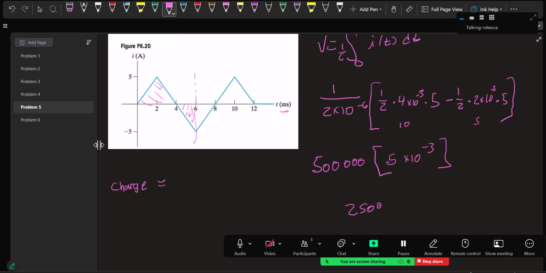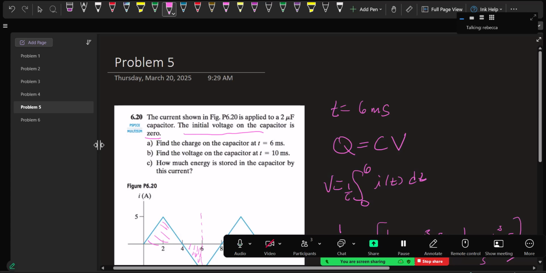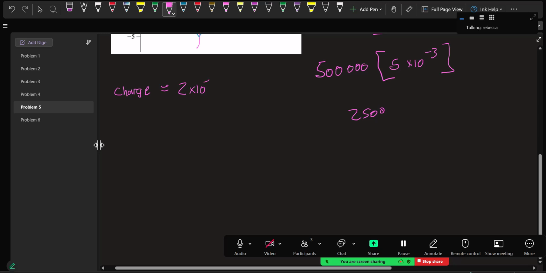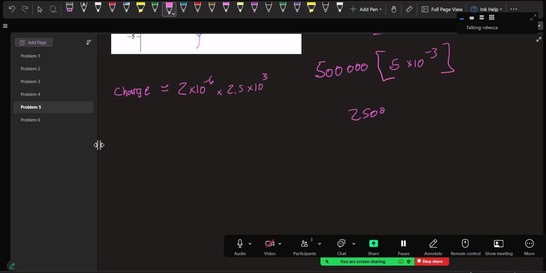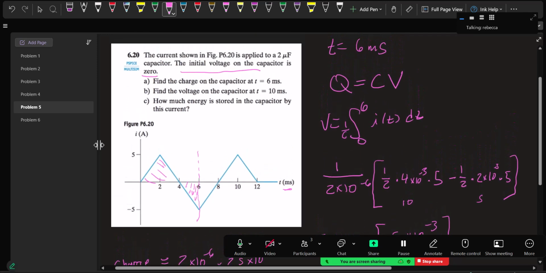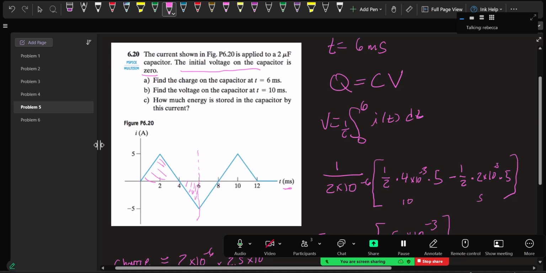Okay, so then the charge is CV. C is 2 times 10 to the negative 6 times 2.5 times 10 to the third. So that's 5 times 10 to the negative third, or 0.005 coulombs, or 5 millicoulombs. All right, and that's going to be where I stop, because I'm just not really interested in doing any more.